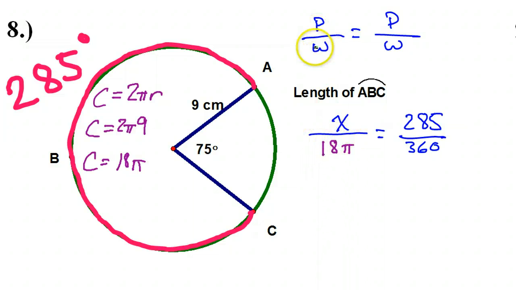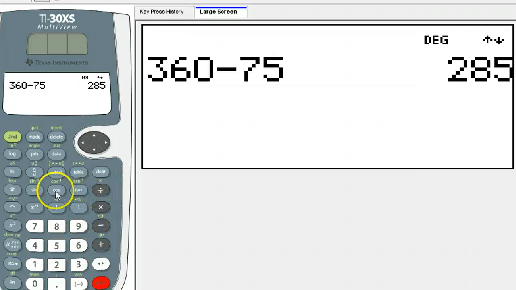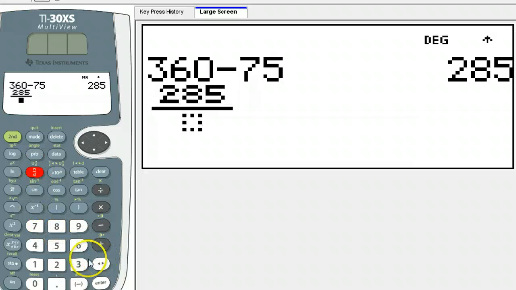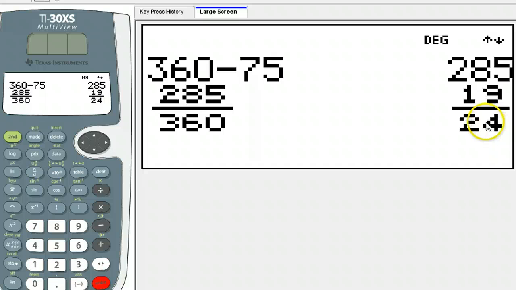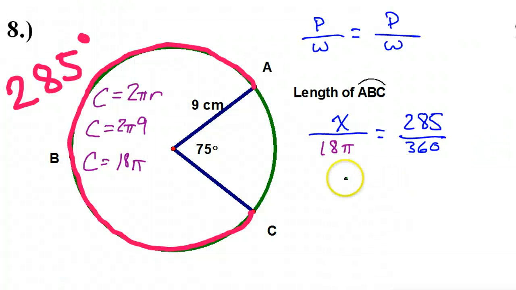Part over whole: the circumference is the whole length of the circle. Let's see if this reduces. 285 over 360, well, it's got to reduce at least a little bit. 285 over 360 is 19/24.